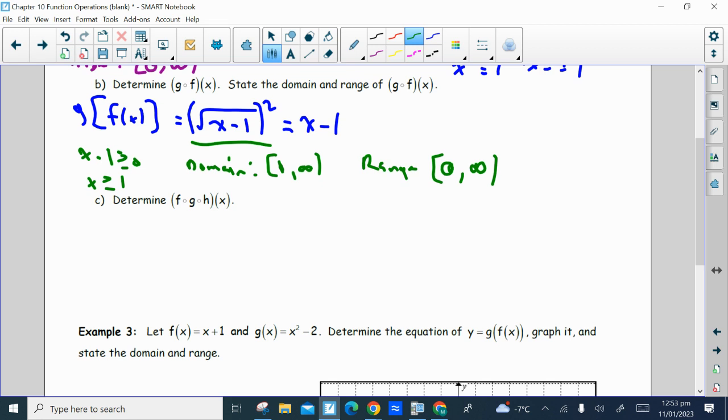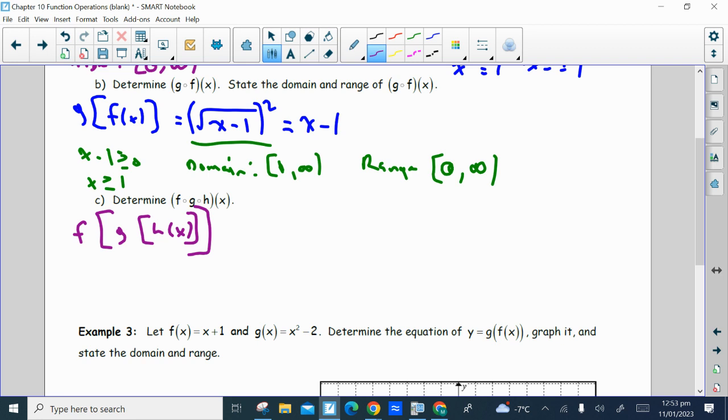Question C, we have to do a composition of functions: f of g of h at x. So what this means is f at g at h at x. And you're working from the inside out.